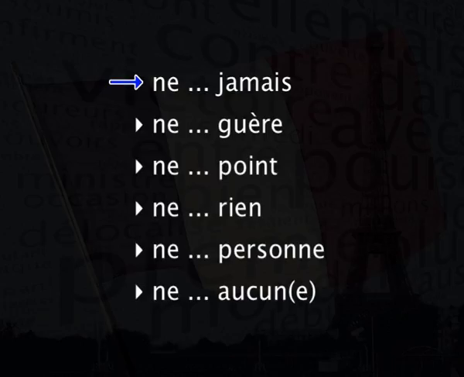If you remember, we learned a couple of such word pairs. Ne jamais, ne guère, ne point, ne rien, ne personne, and ne aucun or ne aucune. I'll again repeat the words. In today's lesson, I will teach you one more such negative word pair. But first, let me show you how to construct the negative form of verbs conjugated in the compound past tense.